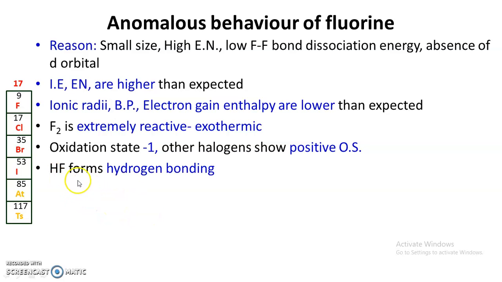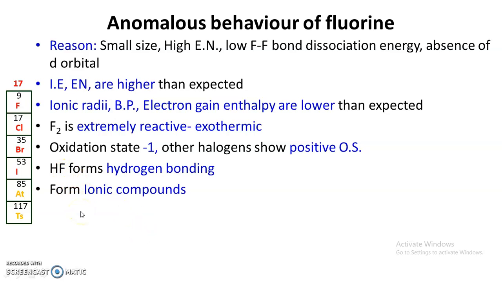Hydrogen fluoride is the hydride of this halogen. Hydrogen fluoride forms hydrogen bonds. It is able to form hydrogen bonds because of the high electronegativity of fluorine, whereas other hydrogen halides like HCl, HBr and HI have less tendency to form hydrogen bonds, and this tendency is highest in hydrogen fluoride. Because of hydrogen bonding, HF exists in the liquid state, and other hydrogen halides are gases.